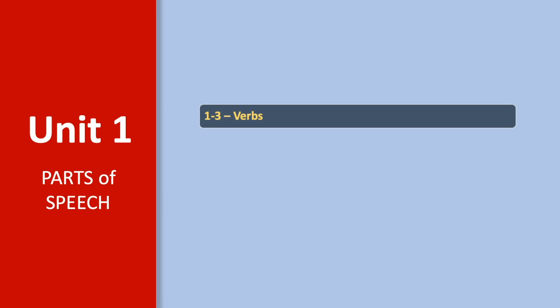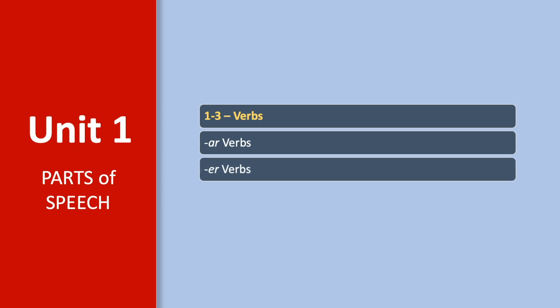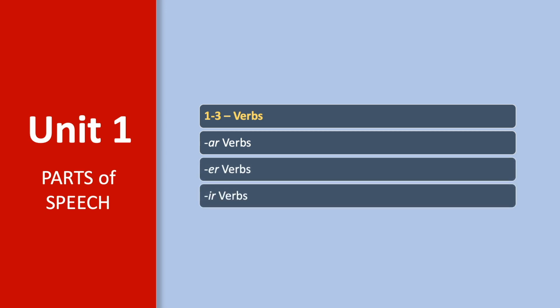We will not discuss verbs in much detail in Unit 1. We will just go over the very basics, such as there being 3 different groups of Spanish verbs, AR, ER, and IR verbs.